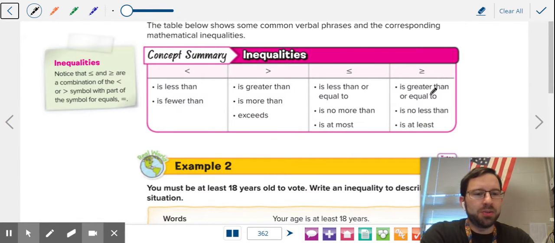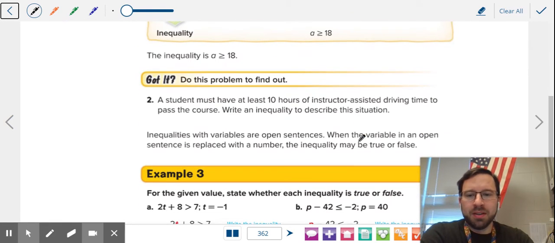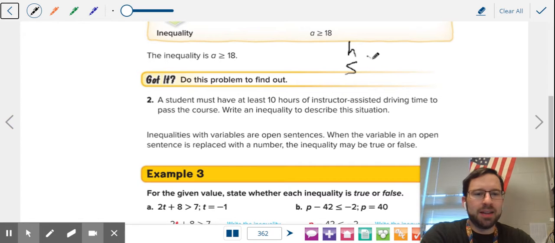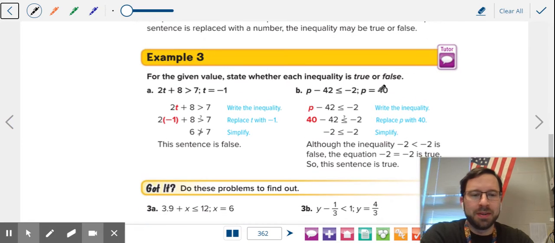Is greater than or equal to, is no less than, these are opposites. Is at least is the opposite of at most. Okay, so you'll find a lot of opposites happen with inequalities. So a student must have at least 10 hours of instructor-assisted driving time to pass the course. Write an inequality to describe the situation. So the student, or we could put hours, must be at least 10 hours. All right. Boom, easy as that. You could have either of those variables. You could write X every time if you like, if you love X.